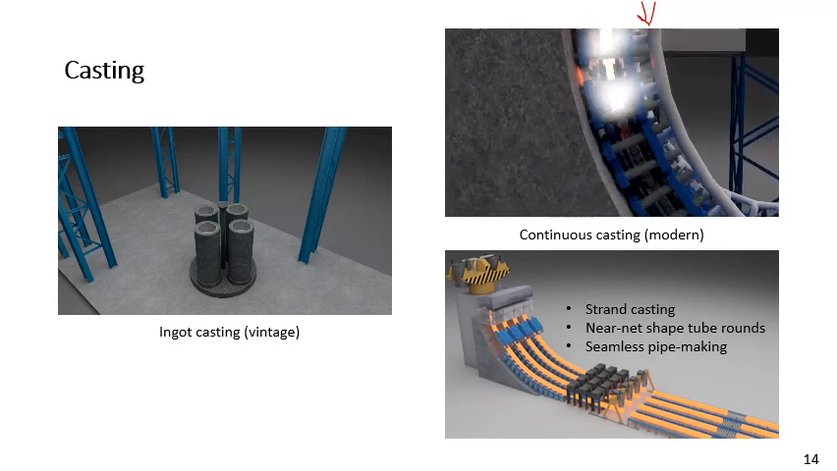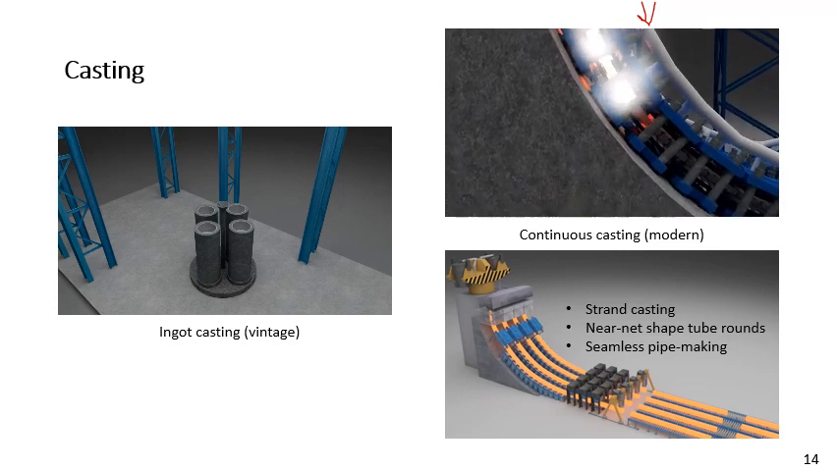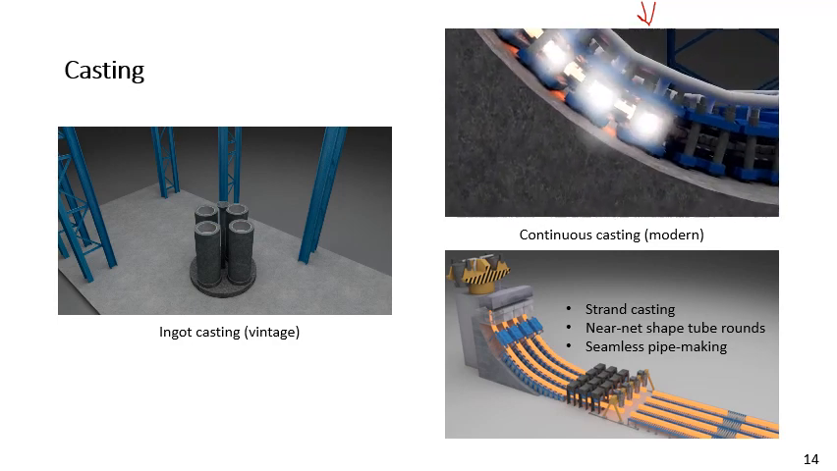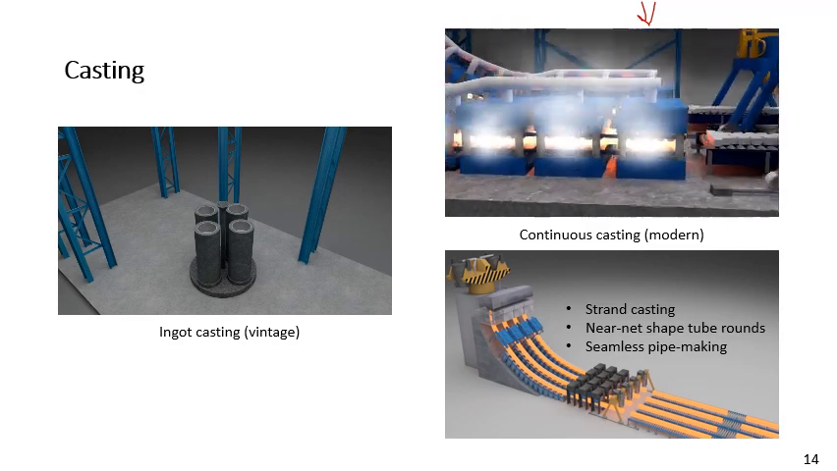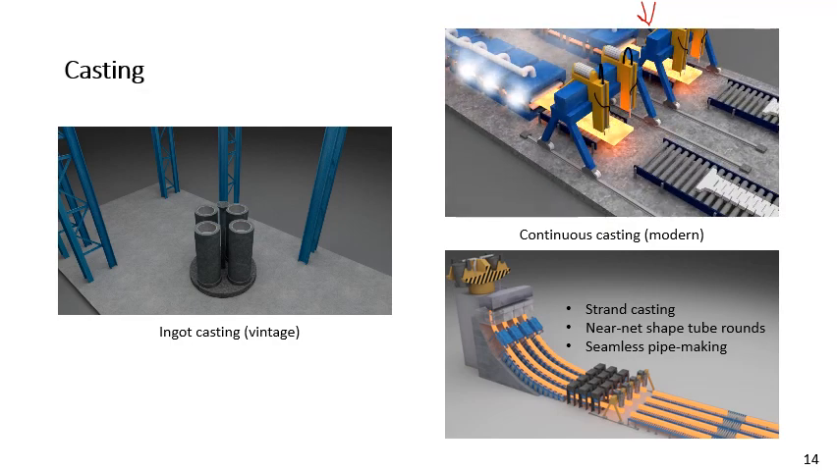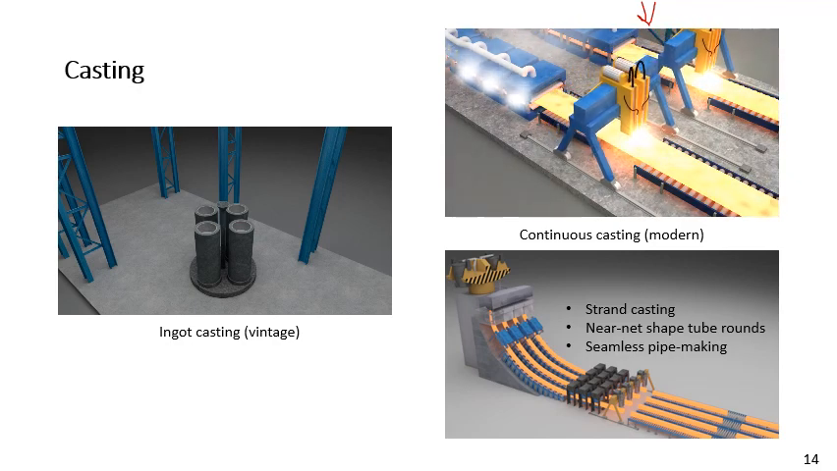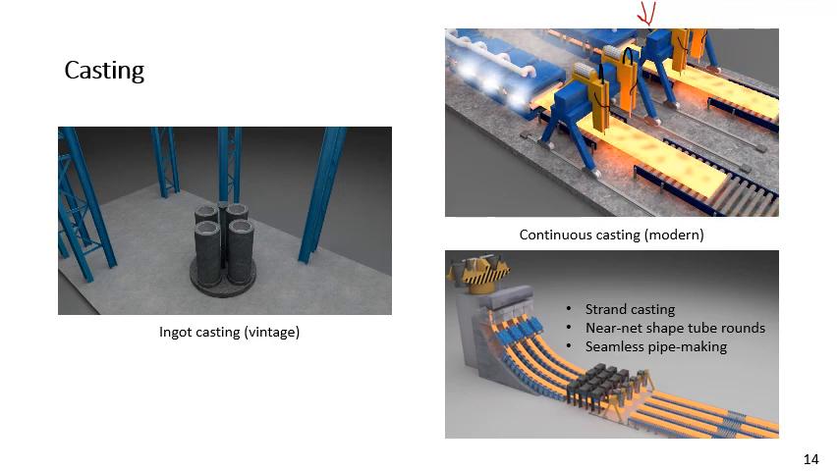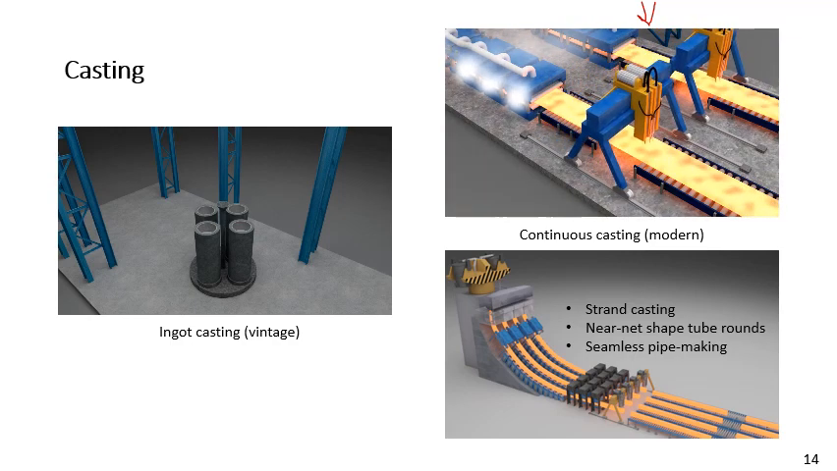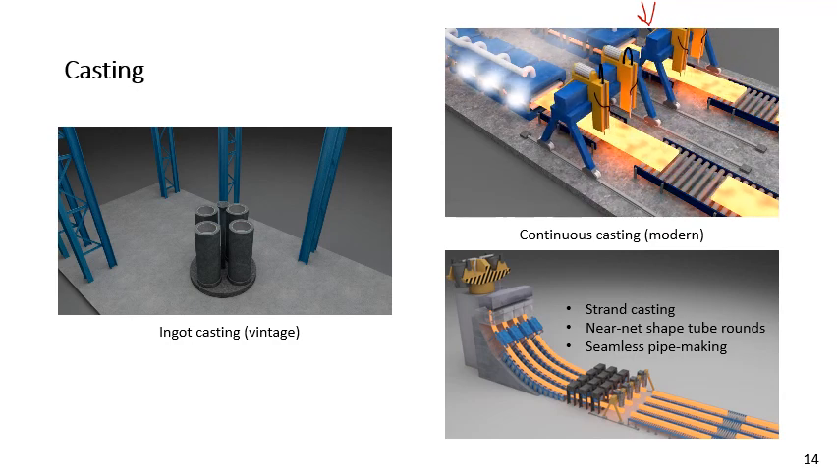The outer surfaces solidify in the molds, and then the steel strand descends from the continuous caster and is cut to form slabs. Those slabs can be further rolled, which is applicable for the seamed products that will be formed into pipe and tube and then seam welded, but is not applicable for seamless tube. And so in the diagram below, we see strand casting that can then be formed into tube rounds for seamless pipe making.